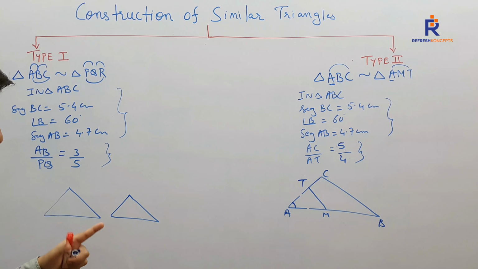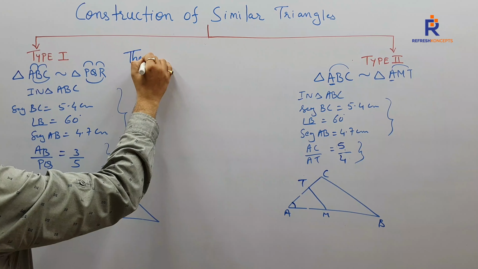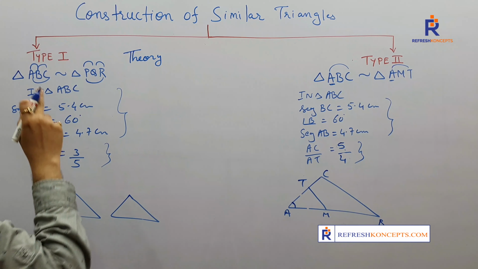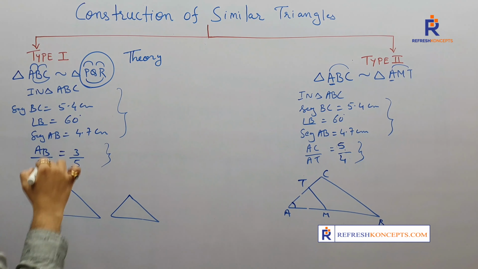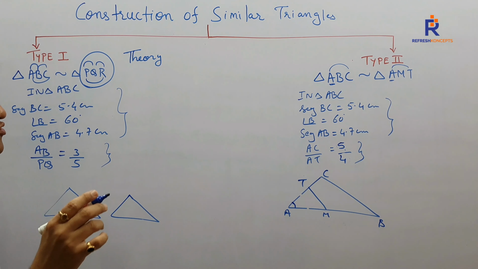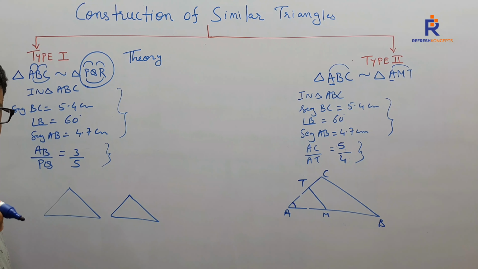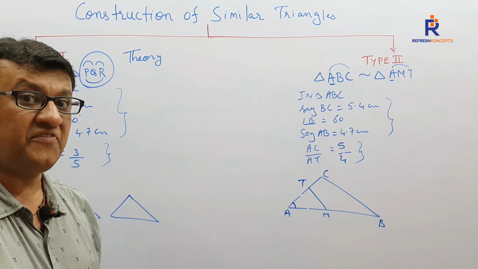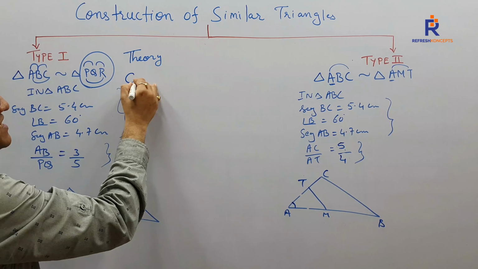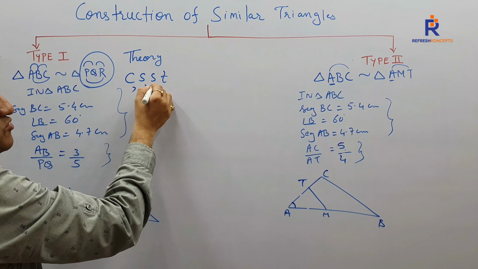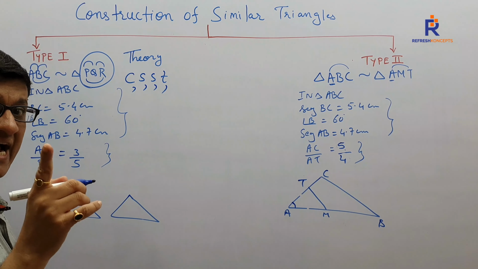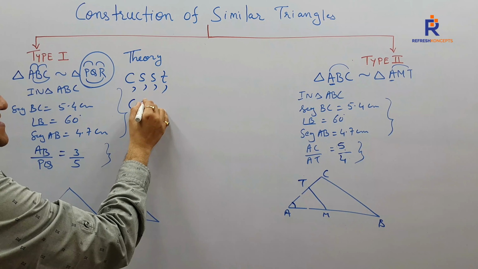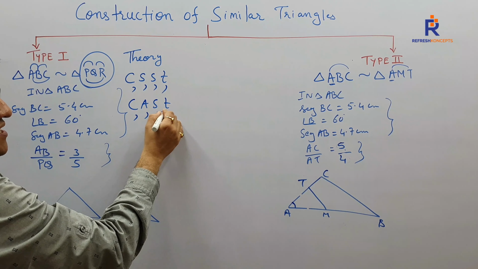Last thing, when I talk about type 1, it's pure theory. In order to get the parameters for the second triangle, we have to make use of concepts of similar triangles. When two triangles are similar, the sides are in proportion and the angles are congruent. So when the sides are in proportion, we find the other sides by using CSST, corresponding sides of similar triangles. And if angles are given, then we make use of CAST, corresponding angles of similar triangles.